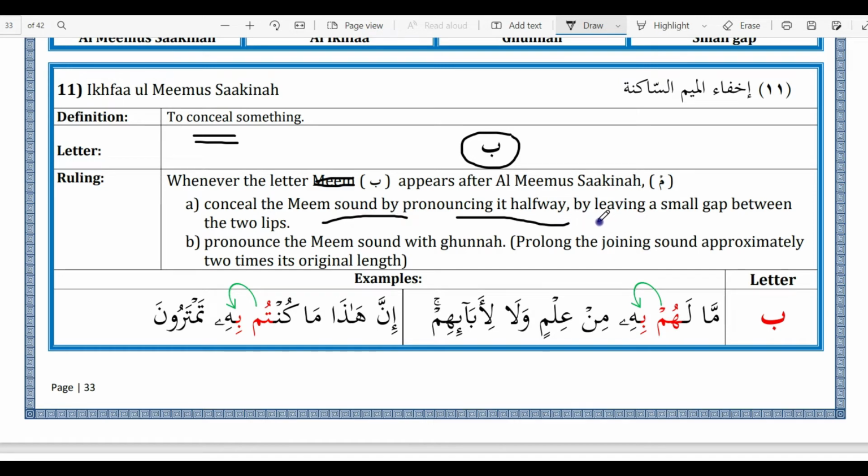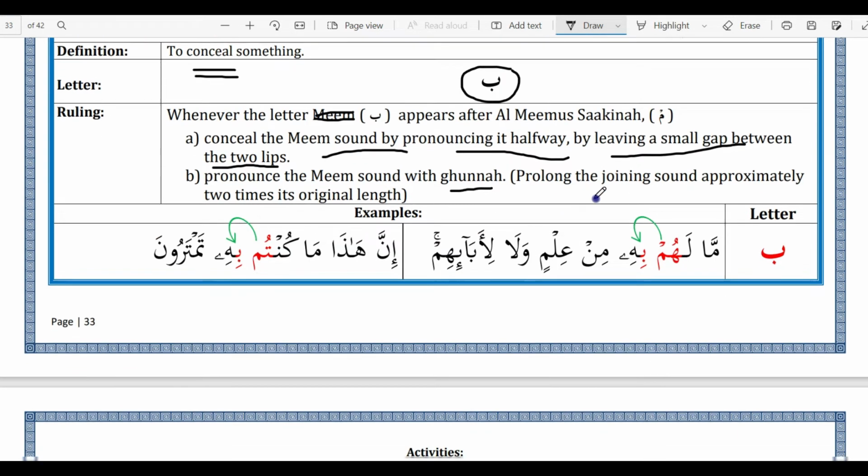To pronounce the Meme sound halfway, we have to leave a small gap between the two lips. Okay? We have to leave a small gap between the two lips. That's number one. Number two, we have to pronounce the Meme sound with Gunna, and that is to prolong the joining sound or the Meme sound approximately 2 times its original length. So in this part here, we want to know how do we leave a small gap between the two lips, and that is to hide the Meme sound or pronounce the Meme sound halfway.